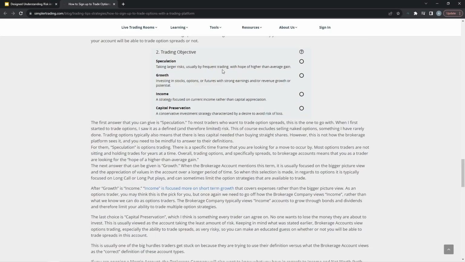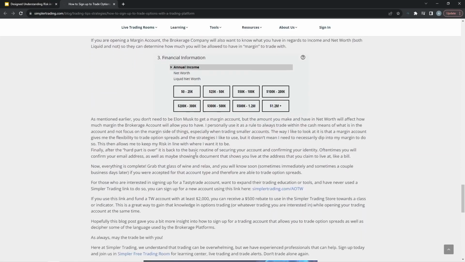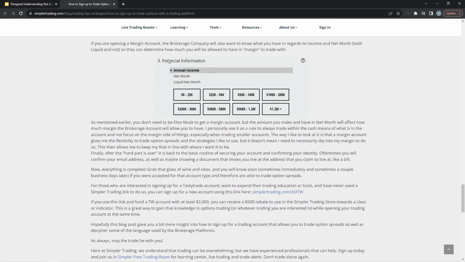If you want the most flexibility on that, then typically the brokerage account will view that as speculation for your trading objective. And then, of course, they're going to ask you things like, what is your income, right? To understand how much margin they might give you. So if you're opening a margin account, they're usually going to ask you, okay, well, what's your kind of income? What's your net worth? Once again, answer that truthfully, right? You can still open a margin account where even if you don't make a lot, the brokerage account basically might not assign you a lot of margin, right?